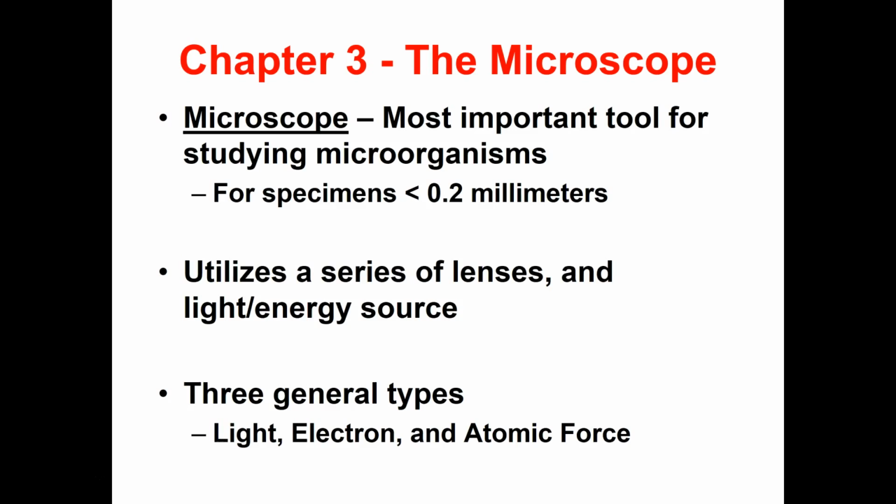There are three general types of microscopes out there. We're going to focus on light microscopes, as we see them in lab, and they are the most common. You also have electron microscopes, which are not quite as common, but incredibly important for observing the smallest of specimens. And then newer microscopes, such as atomic force, allow us to visualize atoms and molecules, and more recently, chemical bonds.